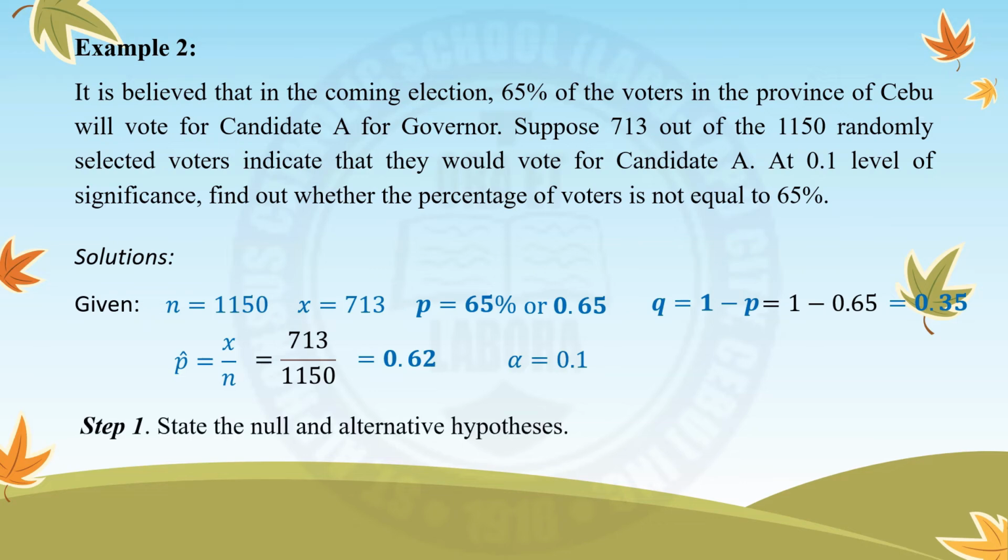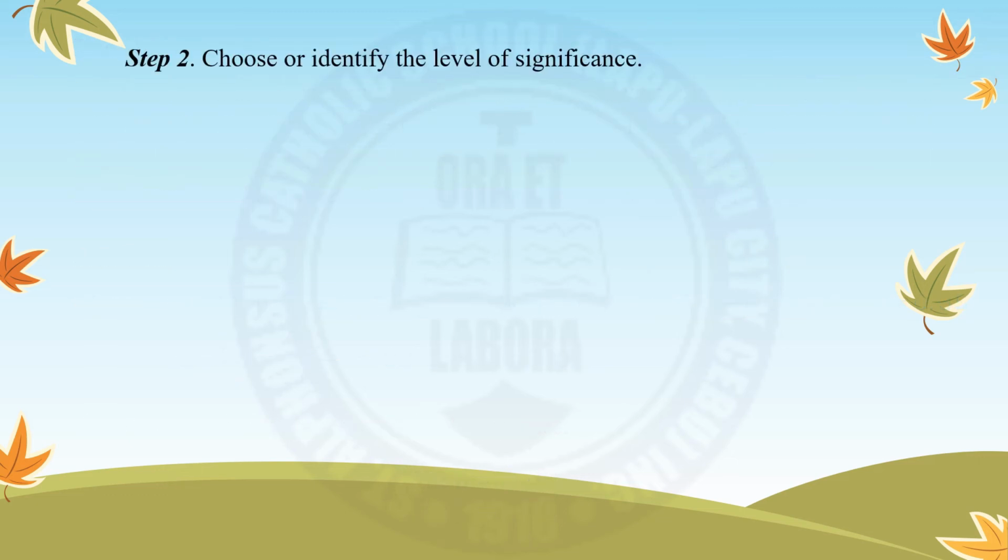For step 1, we have to state the null and alternative hypothesis. Our null hypothesis is P is equal to 0.65 because this is the percentage population of the voters in the province of Cebu that will vote for candidate A for governor. And the alternative hypothesis is P is not equal to 0.65. For step 2, choose or identify the level of significance, and it is equal to 0.1.